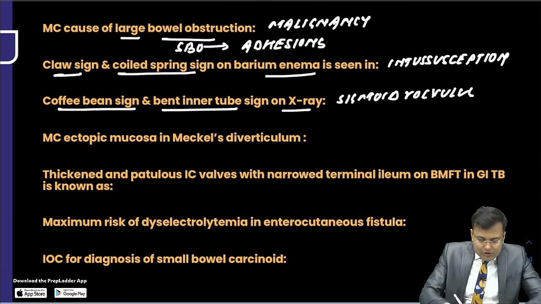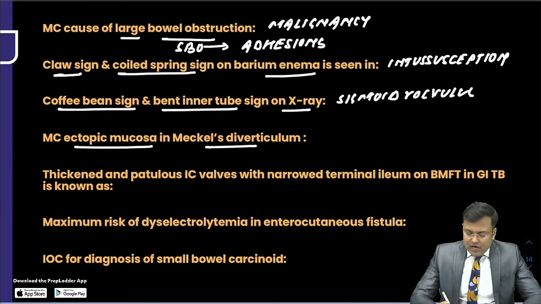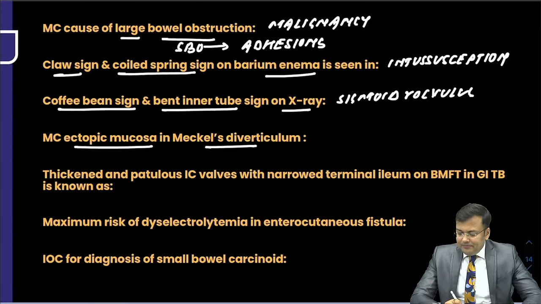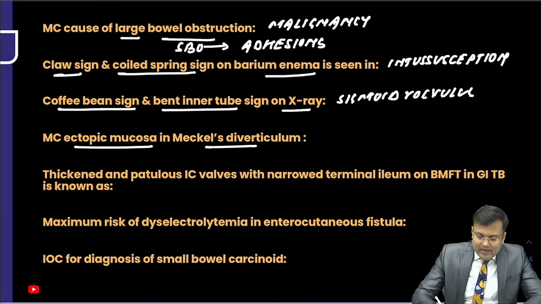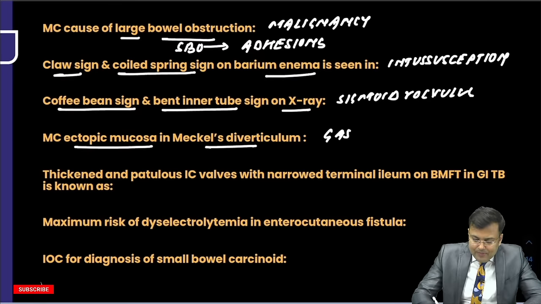Next, most common ectopic mucosa in Meckel's. Question of AIIMS. Most common ectopic mucosa in Meckel's. Gastric. Very good, Manchanda. It is gastric followed by pancreatic, followed by colonic.